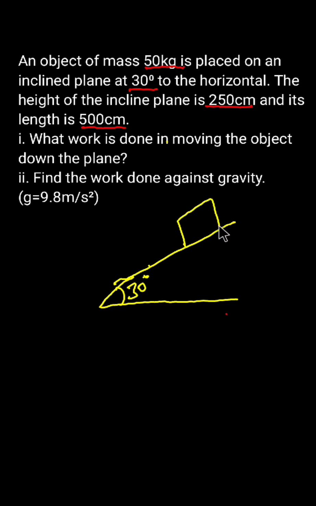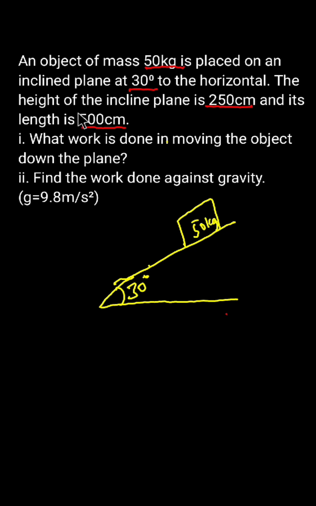Now, for you to answer this question correctly, you have to be familiar with forces acting on objects that are placed on an inclined plane. So let me use this and illustrate what this question looks like. So this is our inclined plane, and then this is the angle of inclination. From the question, we are told that it is 30 degrees, and then you say that an object of mass 50 kg. So this is the object of mass 50 kg.